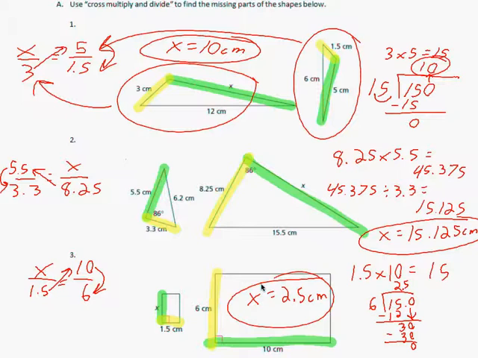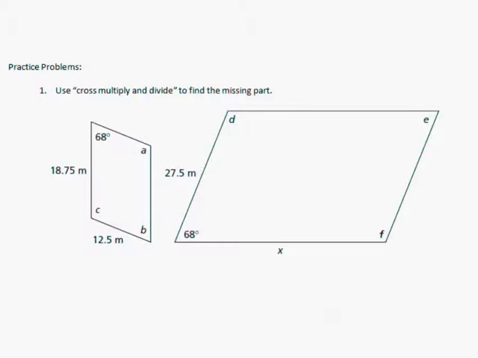Let's go ahead and apply this to a couple other harder shapes. Use the cross multiply and divide to find the missing part. Now, this shape is pretty much the same thing as a rectangle. Just looks different. The x is the longest side, matches up with the longest side over there, which means the shortest sides match up.